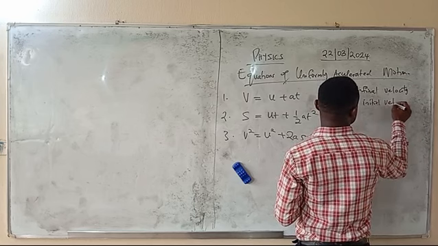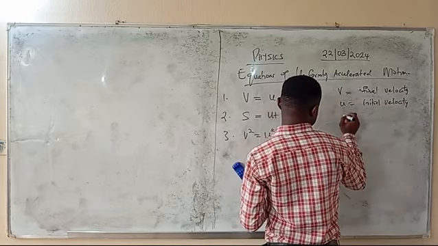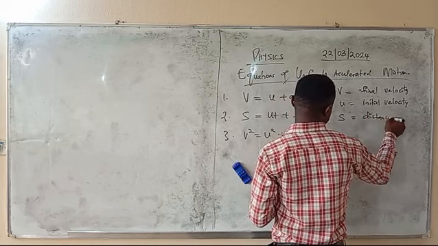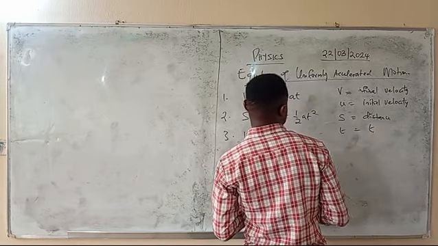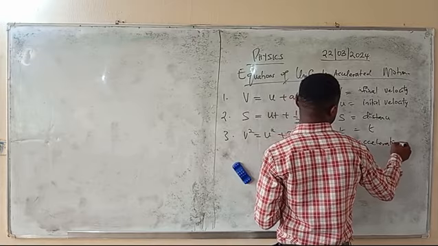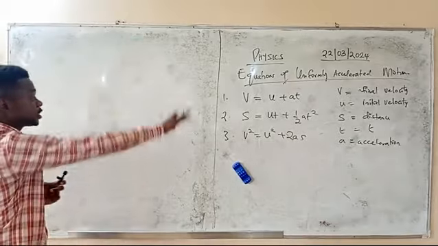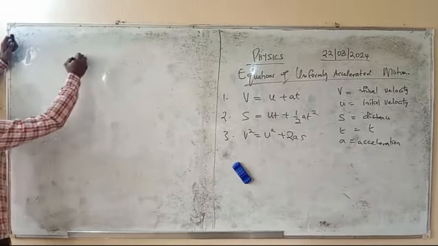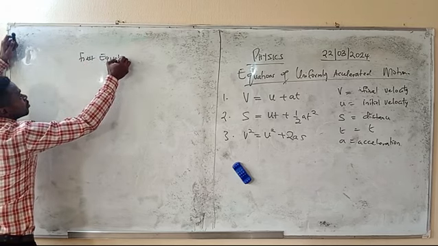Initial velocity. Then S is what? Distance. T is what? Time. Then A is what? Acceleration. Okay? A is what? Acceleration. So let's prove this. Let's look at number one, the first equation.